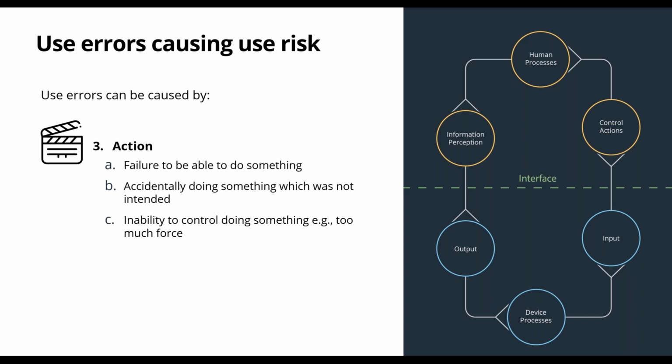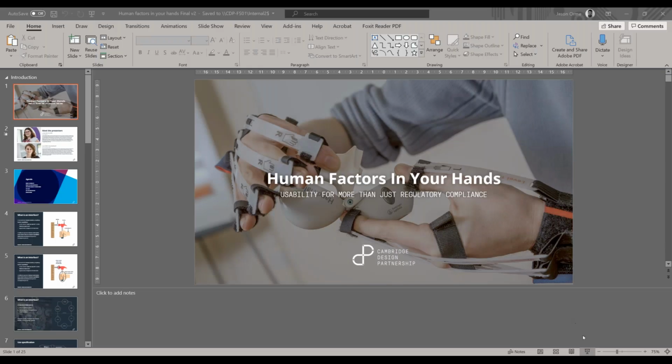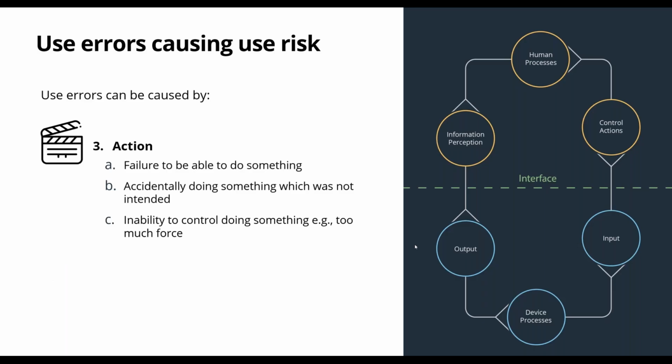Another action error is accidentally doing something which is not intended. That's accidentally pressing a button which you didn't mean to, or knocking something, or tipping something. The final one is the ability to control doing something. So while it can be done, perhaps the fine motor control, for example, to turn a small dial or push something a small distance, might be something that the person cannot control, either because of their capability or because of the interface having greater expectations than the intended population.